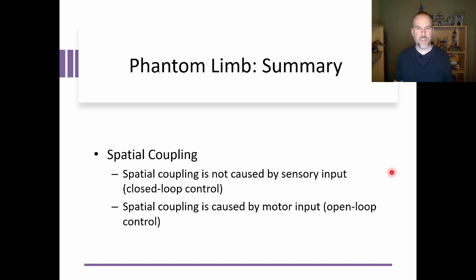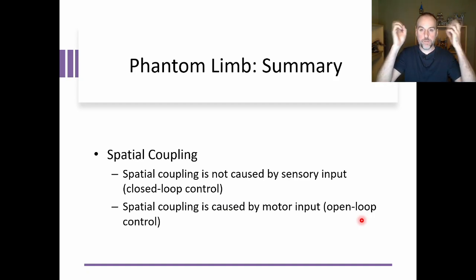So just to summarize phantom limb, because this is kind of an unusual experiment. Spatial coupling is not caused by sensory input. It's not caused by closed loop control. Spatial-temporal coupling is caused by motor output. It's caused by open loop control. So just the act of generating those motor commands for each arm, sending them out, even though one motor command isn't going to get there because you have a phantom limb, is enough to cause spatial-temporal coupling.